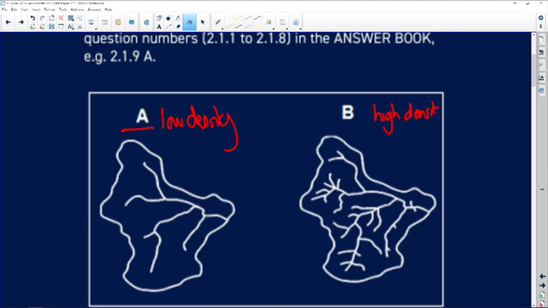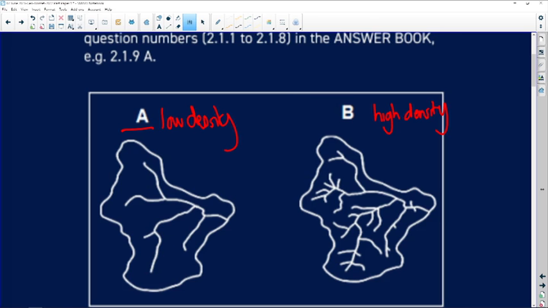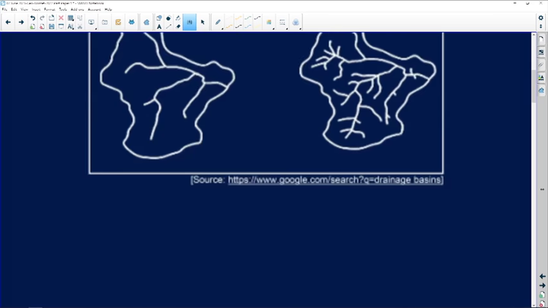So I think if we look at the questions, we're going to look at factors that influence the different types of drainage basins that we see in A and B. Immediately, A has less water than B. A has less surface runoff than B. Okay, but let's have a look at the questions.